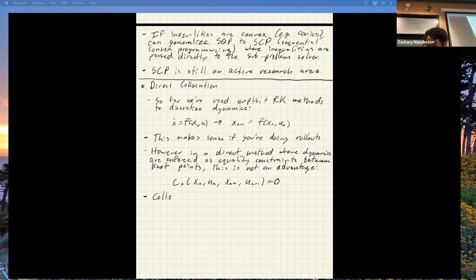So, what collocation methods do is represent the trajectory as polynomial splines. In particular, the super classic version that we're going to talk about right now uses cubic splines. Between x_k and x_{k+1}, you're going to fit a cubic spline between all the knot points, and then enforce the dynamics with equality constraints.